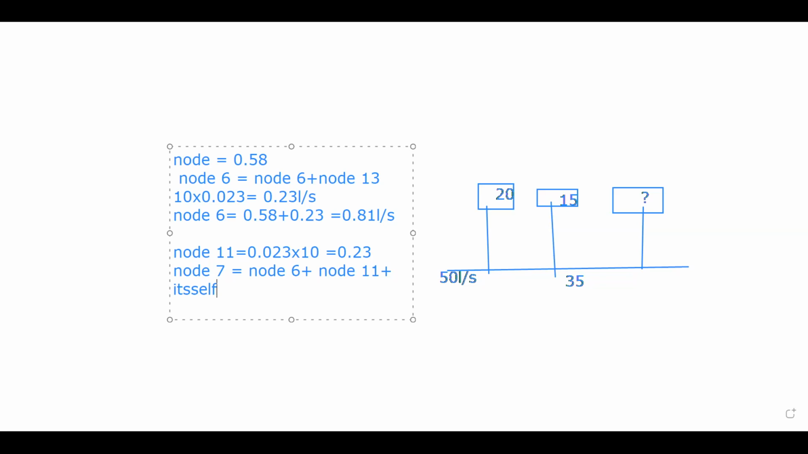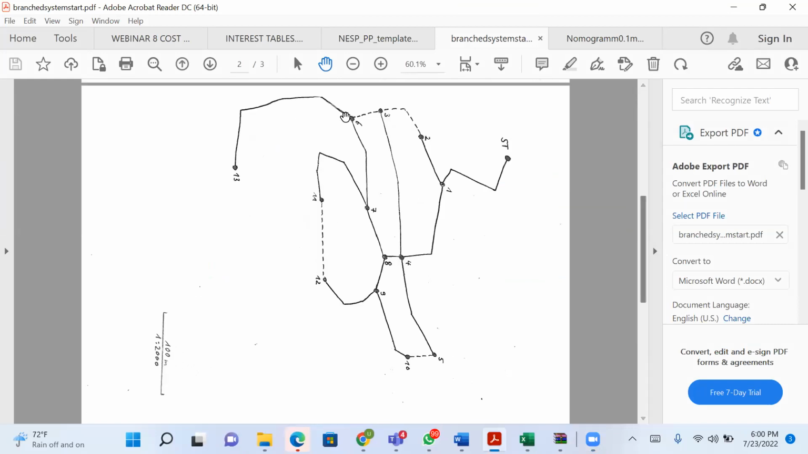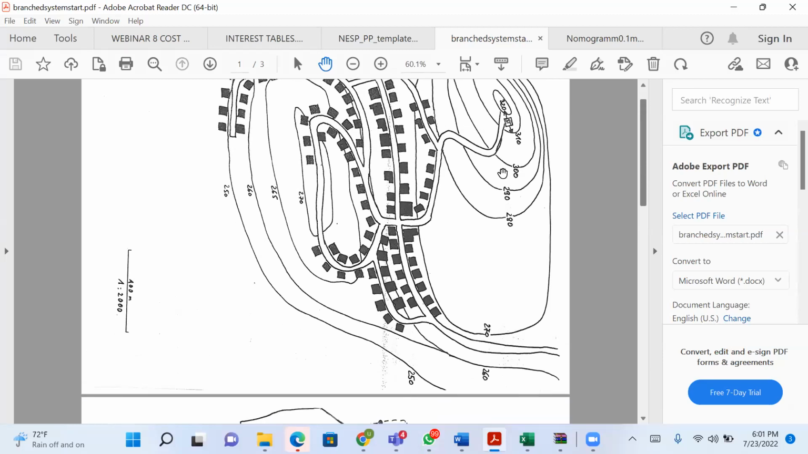So for node 7, what do I do now? Node 7 will now become node 11 plus node 6. Node 11 is 0.23, node 6 is 0.81. Therefore, node 7 will now be what? 1.05 or thereabout. But let me check the houses between 7 and 8. I'll add them to it. There are about 1, 2, 3, 4. And if I multiply by 2, it will be 0.18.